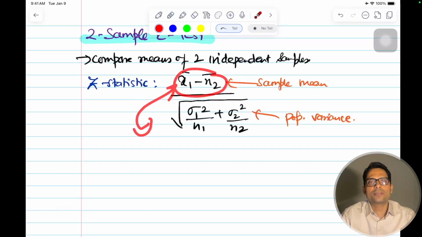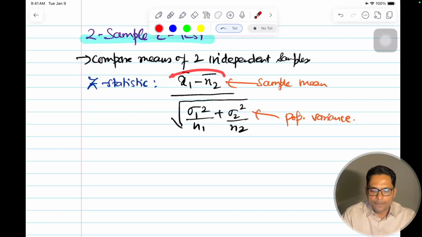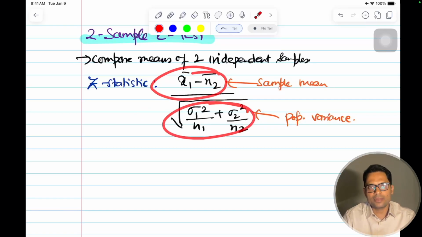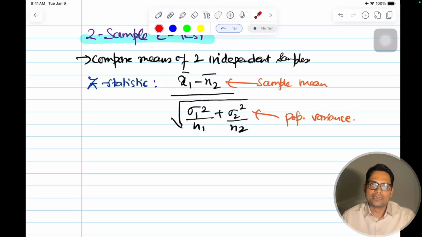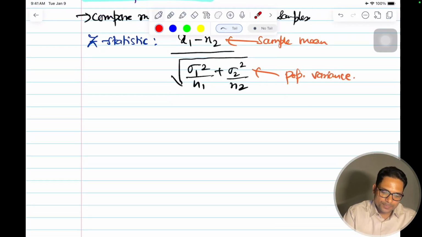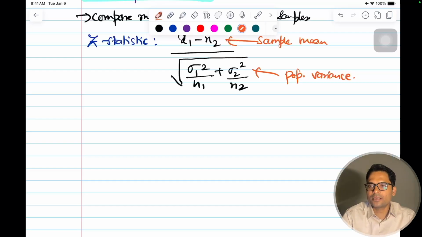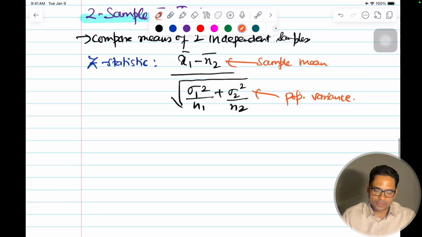So as I mentioned earlier, all the test statistics will be some form of mean. If it is comparing means, it will be mean by some form of standard deviation. We have seen this in the t-test also. Okay, so if this is understood, simple.